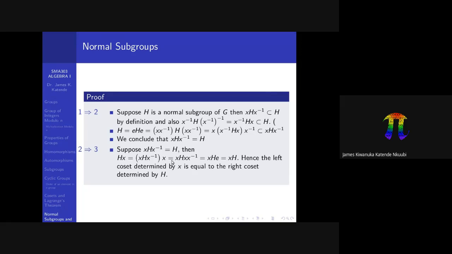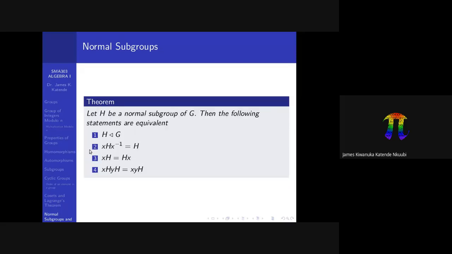So the next part is to assume that 2 is true. So we can go back and see. The second statement here is this. We assume this is true and show that if this is true, then number 3 will be true.